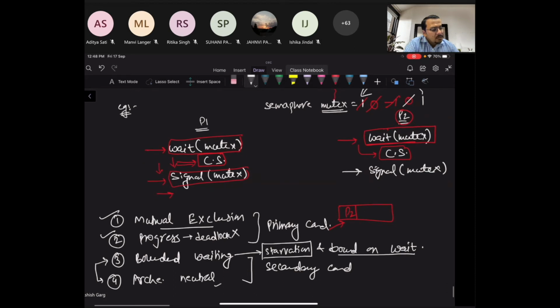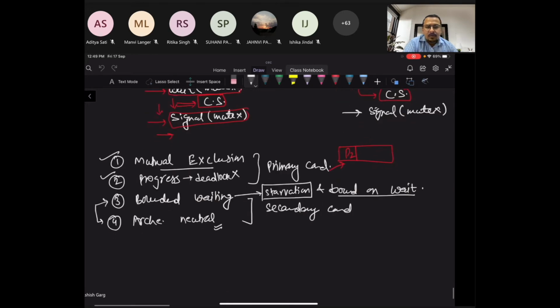And architecture neutral means we are not considering whether it is i5, i7, dual core, octa core or quad core. We have nothing to do with it. We are working on the concept, not on the architecture. So these are the four conditions you must remember in case of semaphore. In case of synchronization, we are working on semaphore, and semaphore has two atomic instructions. So this is about semaphore.